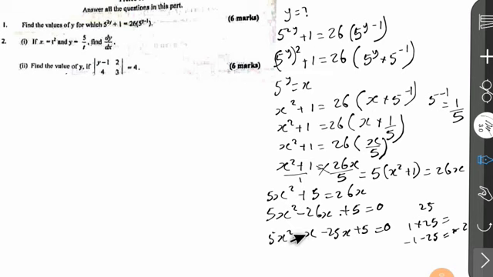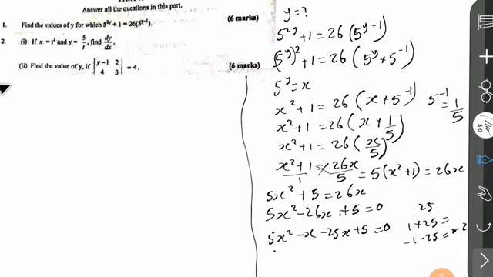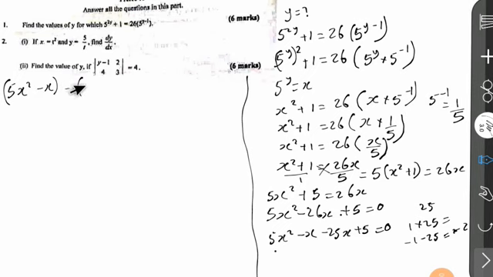So let's break this into two parts. We have 1, 2, 3, 4 terms here, so let's break them into two groups. Let me write it here. Taking the first part, we open a bracket: 5s² minus s, close bracket. And for the second part, we have minus, so taking minus 5 out of 25s, we get minus 5 open bracket 5s minus 1, close bracket, equal to 0.